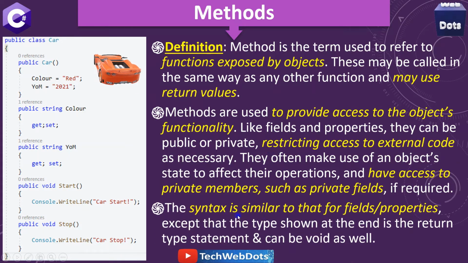Okay, and another important point is the syntax is very similar to that of fields and properties, except that the type is shown at the end of the return type statement, or it can be void as well, because as of now you can see it is void. It means it doesn't need to return anything, it is not doing anything. But if we use integer here, then definitely it should return an integer type of value from this method.